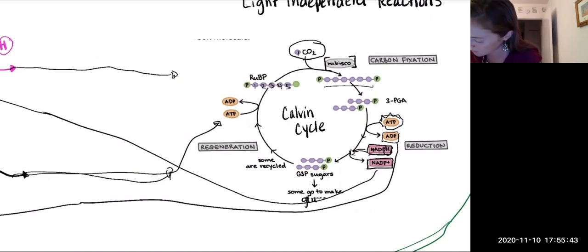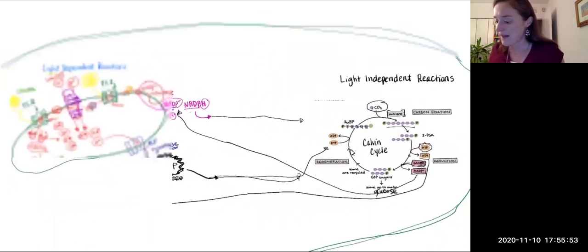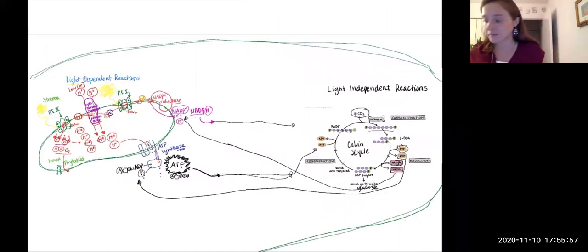Once we've got 2 G3Ps, one of them will go on to make glucose, the other will go on to be recycled into RuBP. And so this cycle will continue on and on and on until we get enough food to feed the planet. So here we go. We've got the light dependent and the light independent reactions. Big picture. Walk through it. Let me know what questions you have.